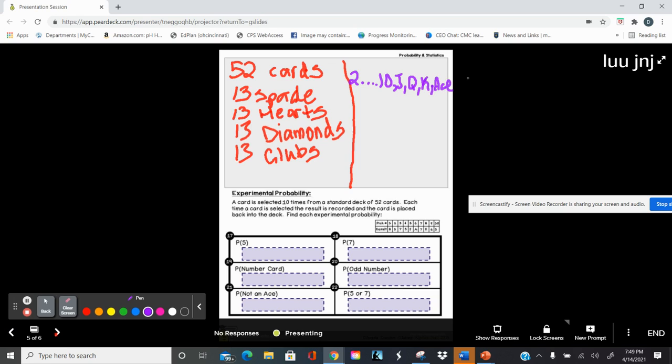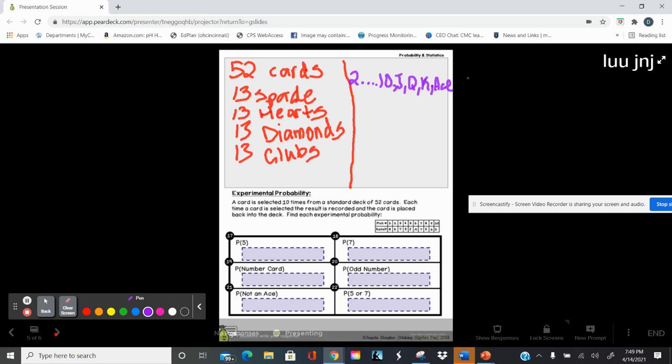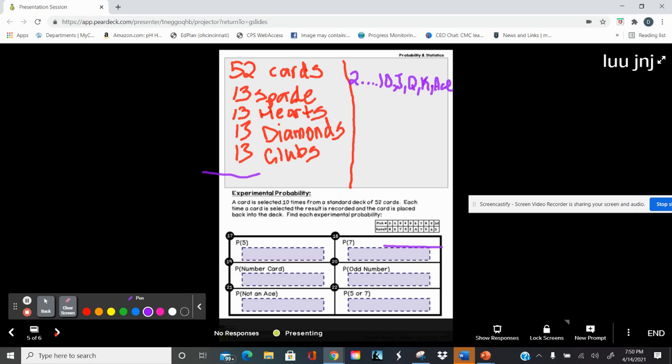Okay? So I'm sure you guys are somewhat familiar with cards, but just in case, I wanted to break it down for you before we got into the experiment below. I'm just going to read the problem. A card is selected 10 times from a standard deck of 52 cards. Each time a card is selected, the result is recorded and the card is placed back into the deck. So what we're going to do is find the experimental probability.